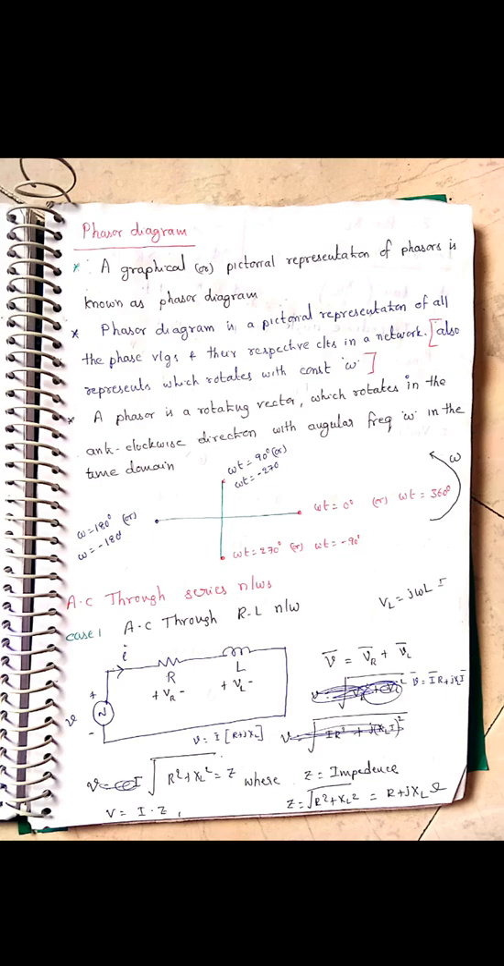Now with this knowledge, we will see combinations of passive elements with an AC source. First let us assume an RL series network with the AC voltage source. All are connected in series, so the series current is the same.